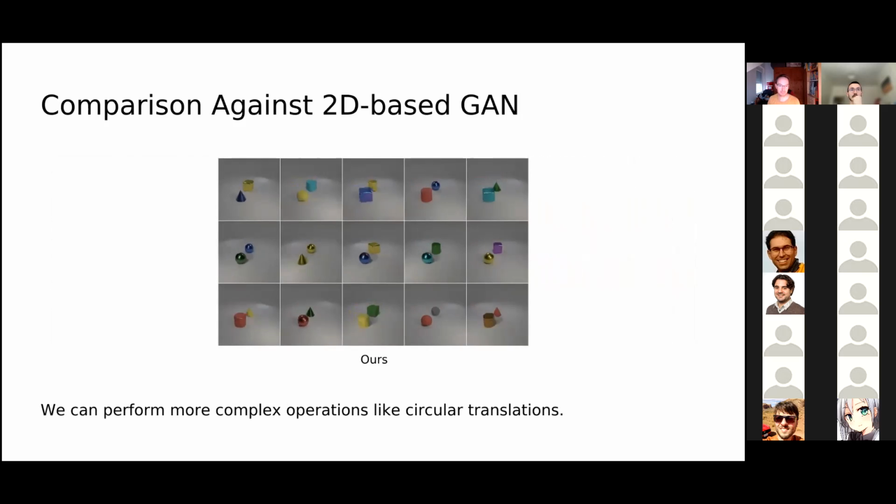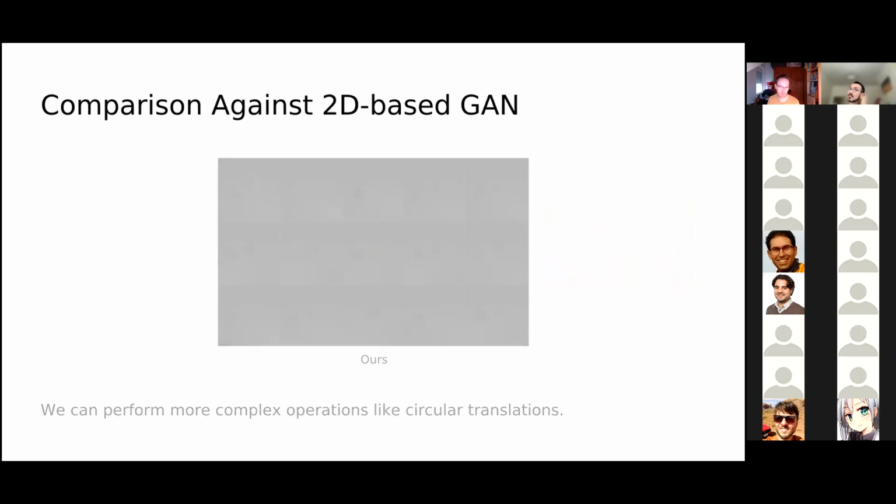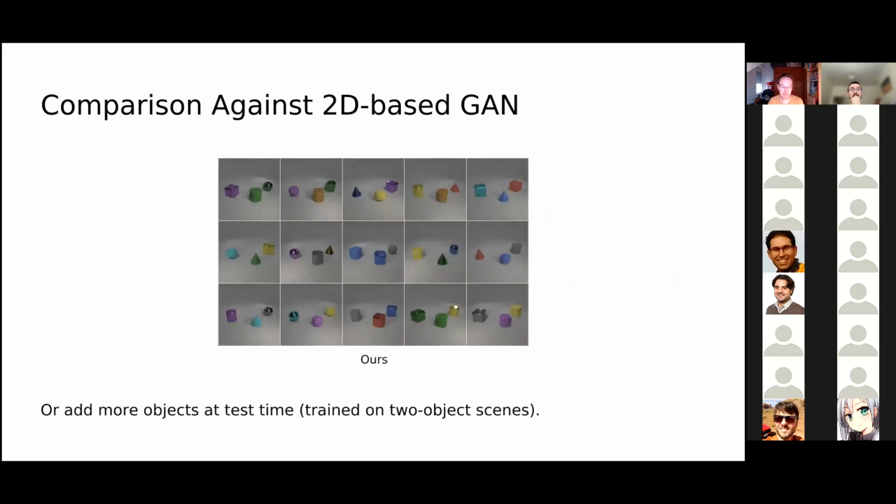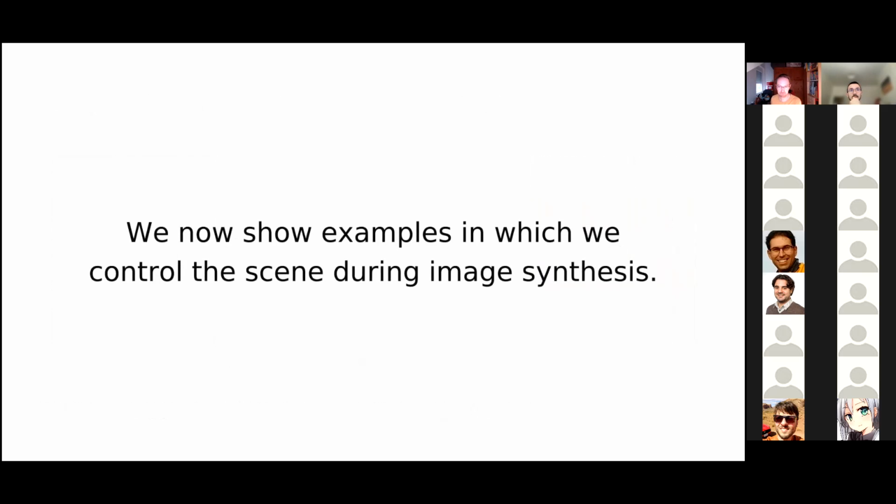So for example, we can rotate an object around another object, but this would of course not be possible with a standard 2D GAN. We can change only the background. We can add more objects at test time. So this was a model trained on 2 object scenes, and now we generate scenes with more objects.